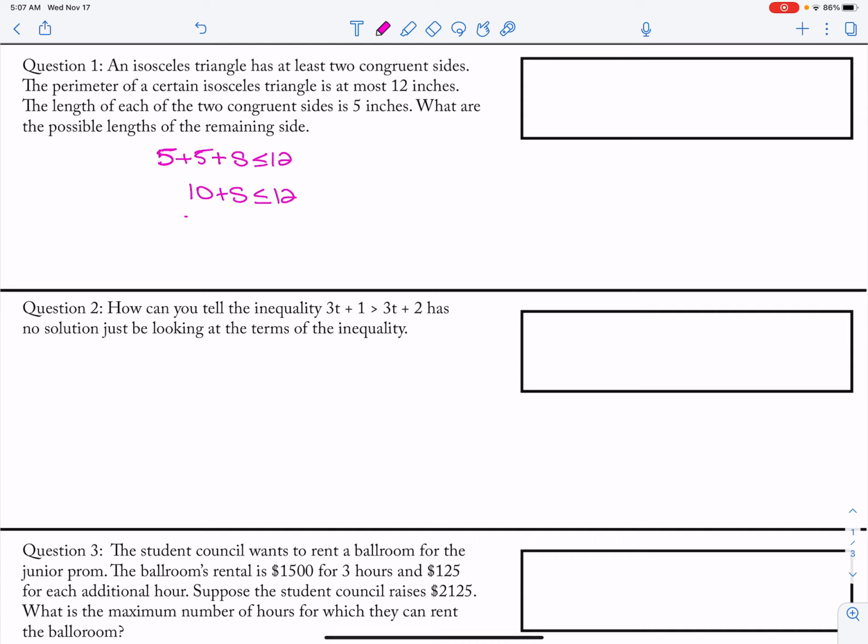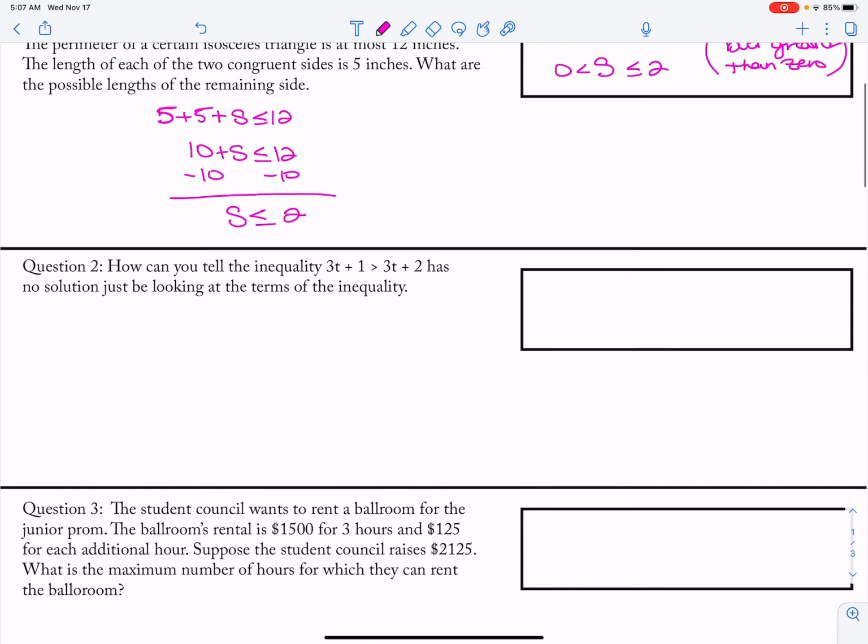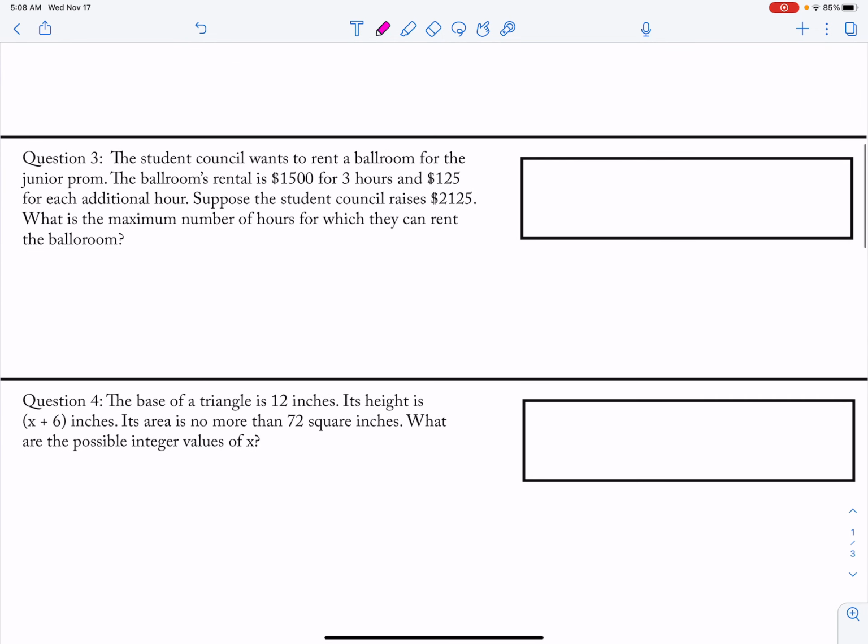So you subtract 10 from both sides, and S is less than or equal to 2. But it has to be greater than 0. Which you could write as a compound inequality. That would have been like that. Okay? All right, so your student council rents a ballroom, blah, blah, blah.